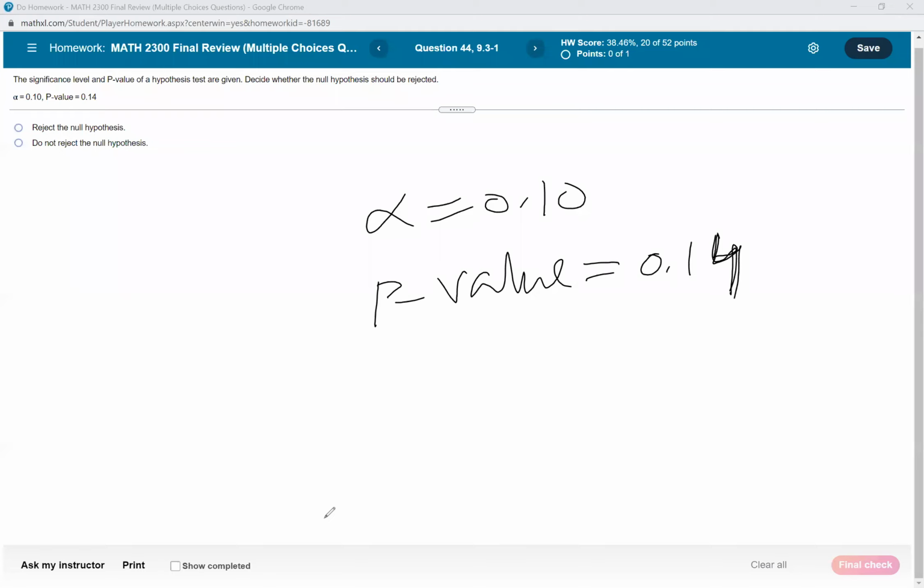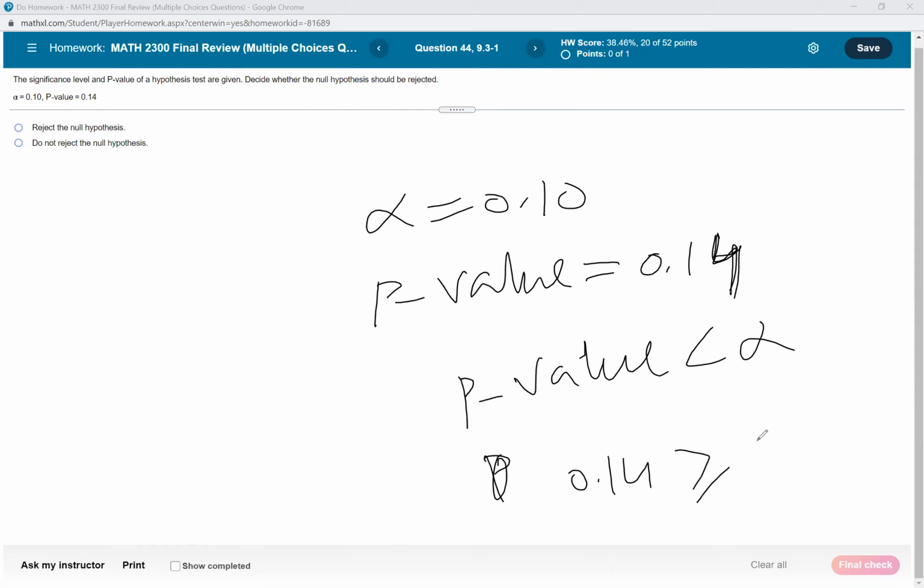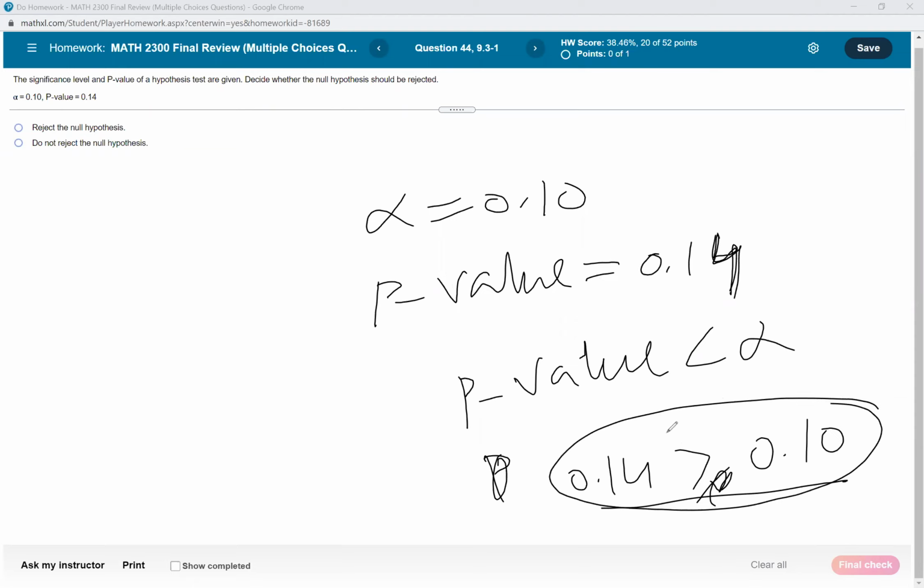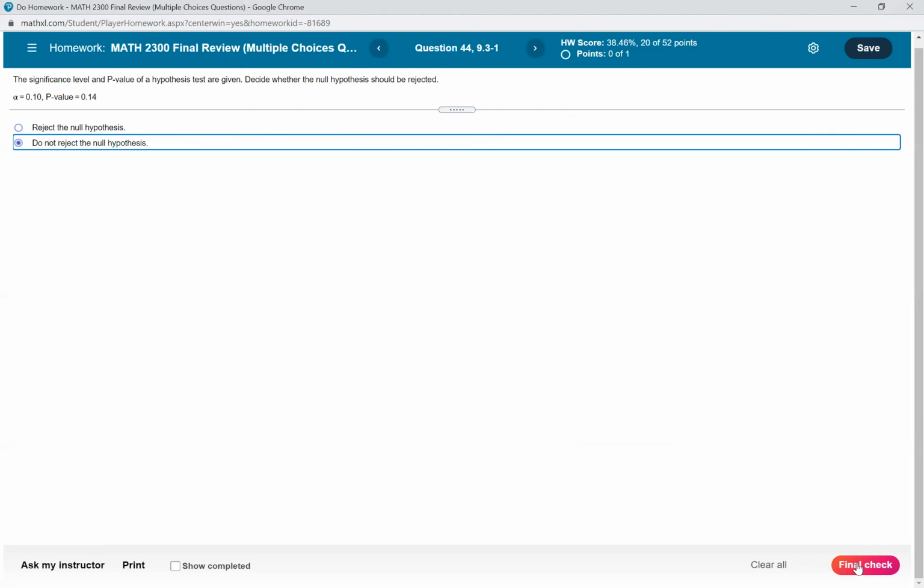Do not reject. Yes, that's correct. Thank you. Because the p-value is greater than alpha, right? We reject when the p-value is less than alpha. But here 0.14 is greater than 0.10, right? So that means we fail to reject the null. So we do not reject the null hypothesis.